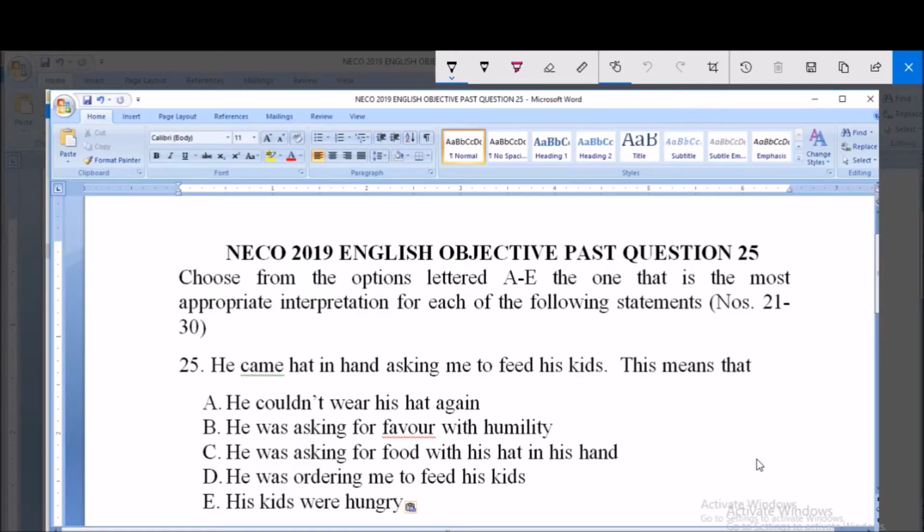Welcome. This is NECO year 2018 English Objective Past Questions, question number 25. The instruction here says choose from the options lettered A to E the one that is the most appropriate interpretation for each of the following statements. And this instruction, we're going to use it to answer question number 21 to 30. So this is question number 25.